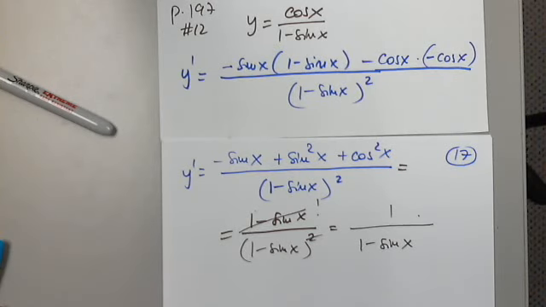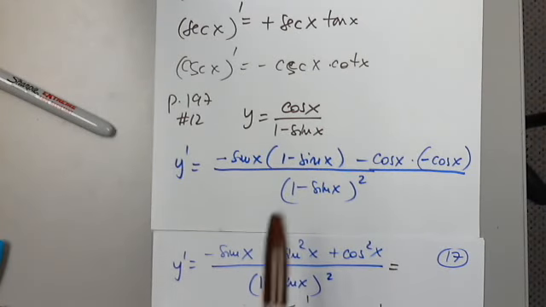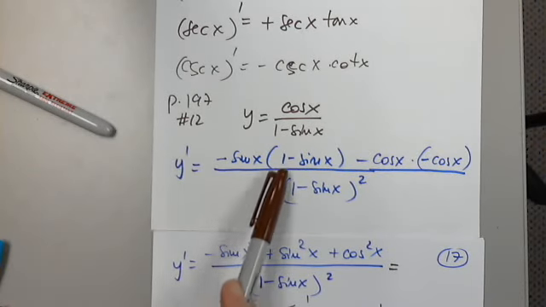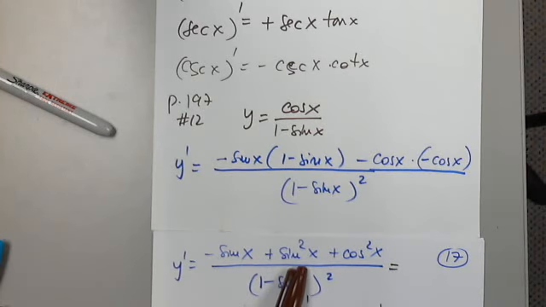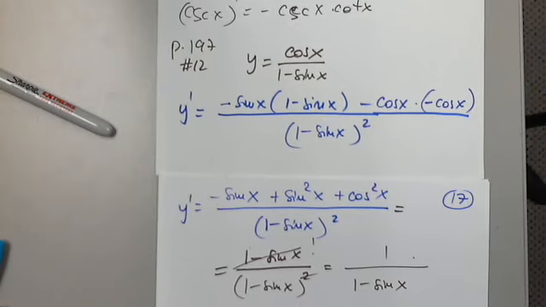Questions? Is that okay, everyone? So negative sine x times 1, negative sine x times negative sine x, negative cosine x times negative cosine x. Sine squared plus cosine squared is 1. And then I copied negative sine x. I put them in the same order so we can see that one factor from the top and one factor from the bottom goes away. Is that okay?